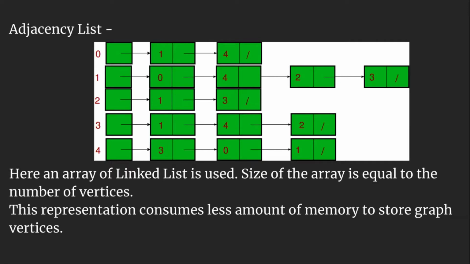The next representation is called the adjacency list. Here an array of linked lists is used. The size of the array is the same as the number of vertices of the graph. This representation consumes less memory to store graph vertices. The reason is, suppose we have these 5 vertices, 0 to 4. We take an array of linked lists. This is a linked list, another linked list. So at these indexes, a linked list is stored.